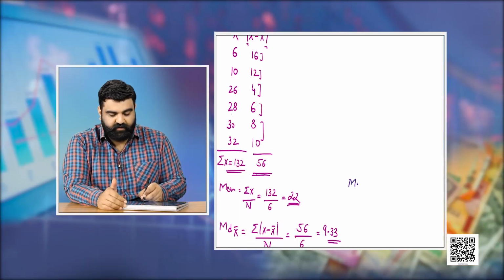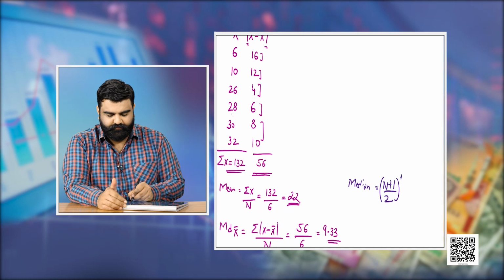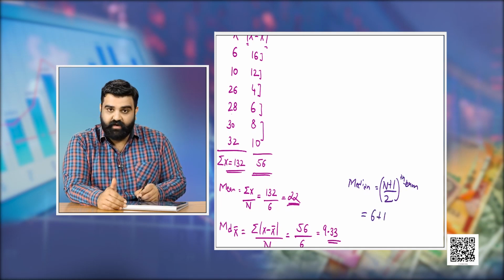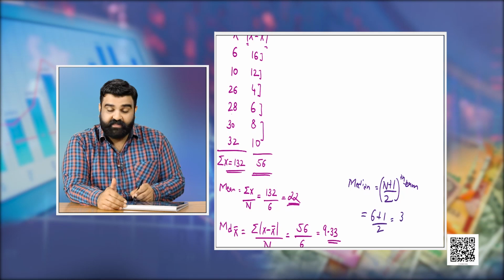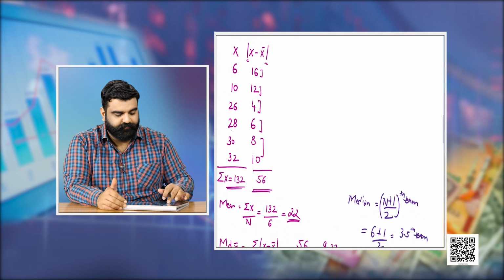Now, let us calculate the median of the series. Because median is a positional value, first of all we will have to calculate at what position the median lies. So, the formula for calculating median is n plus 1 by 2th term. So, we have the number of terms being 6, plus 1 by 2th term will give me the 3.5th term. Now, let us find out what is the 3.5th term.